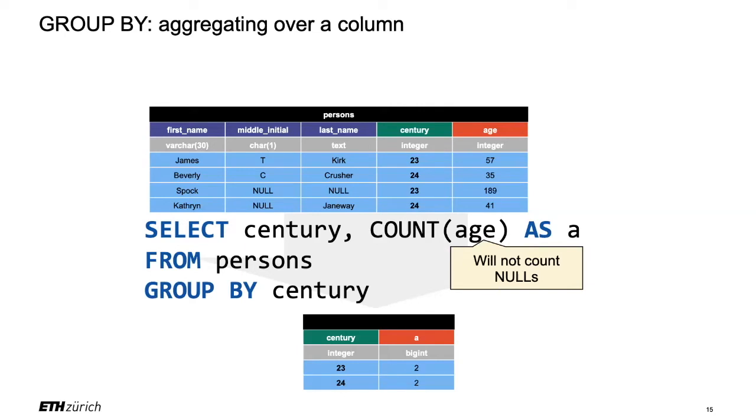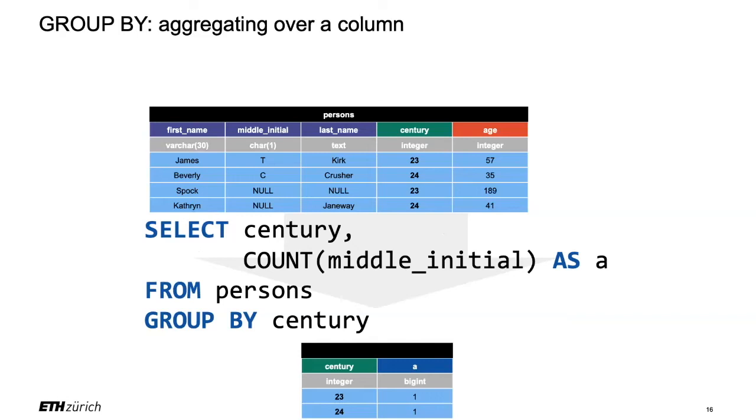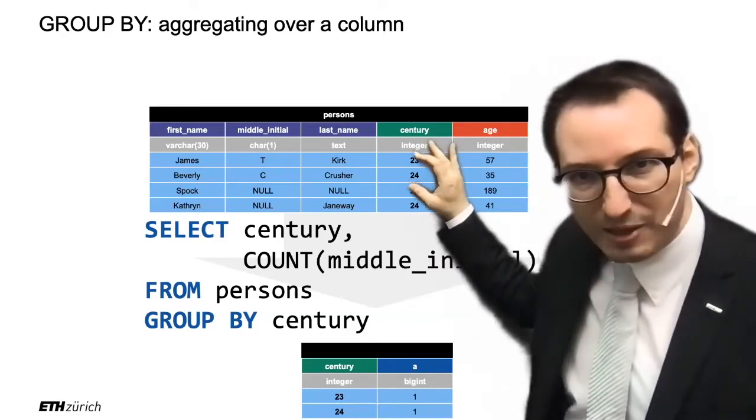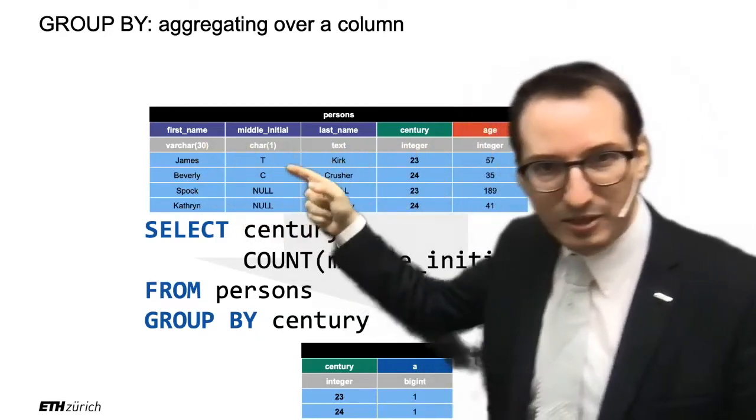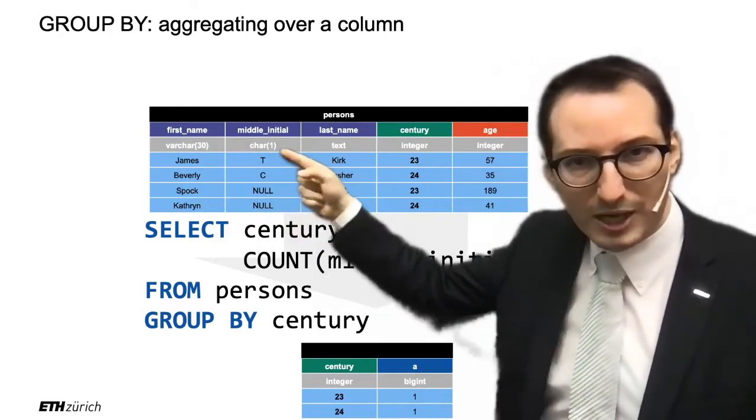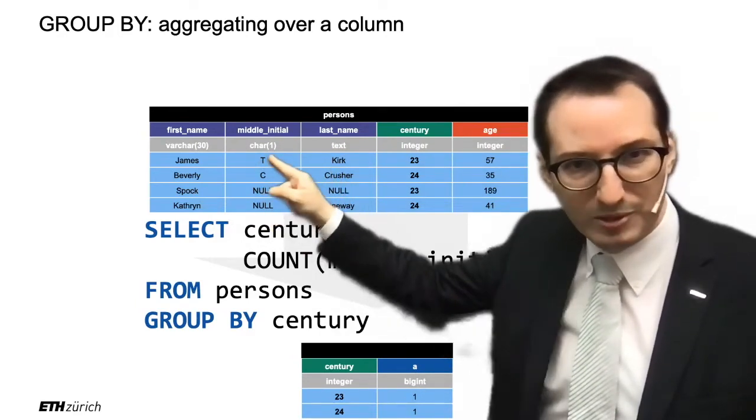The difference between count star and count H is that if you count on a specific column, it will not count the nulls. If there is a null somewhere, it will exclude it, right? For example, if you count on the middle initial, here you see that Spock and Catherine, I removed the middle name, so null and null. If you count in every group, you only get 1 and 1, because the group of 23 is these two records. But if you count T and null, count only counts T. It will not count the null. This is why you get 1.